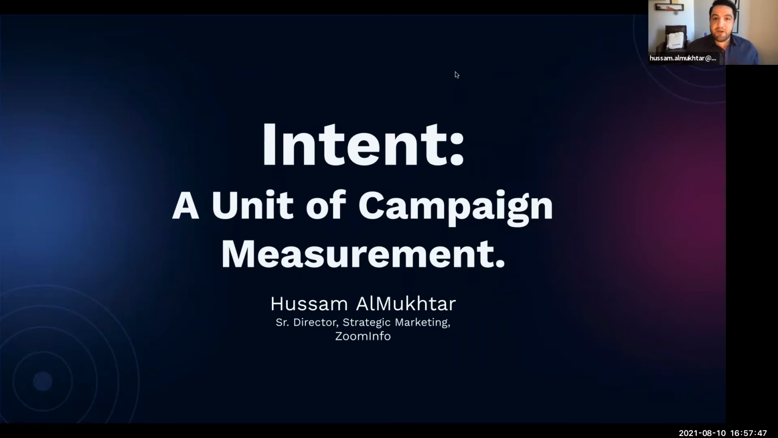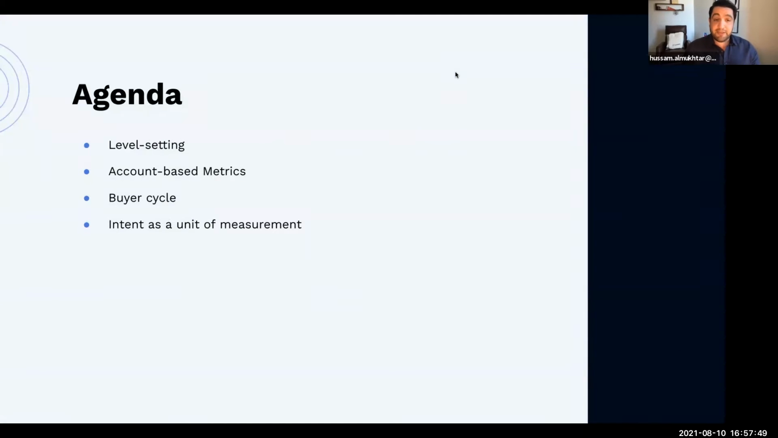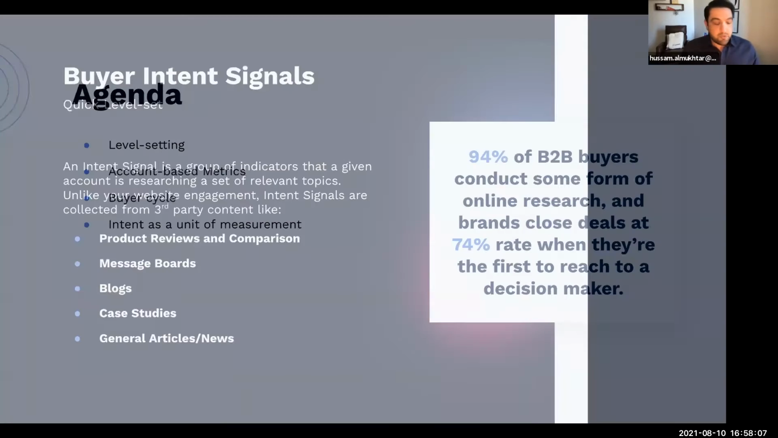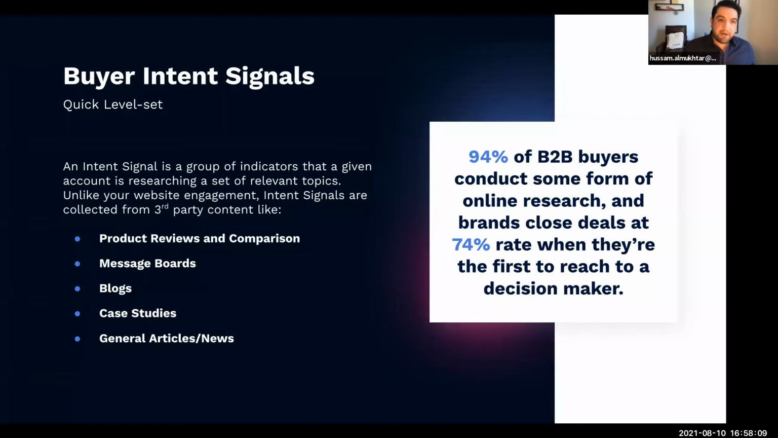And to start, I wanted to talk you through some of the items that we'll cover today: level setting about some of the concepts that we'll touch upon, the metrics that marketing leaders are using from an account-based perspective, the buyer cycle and how we engage with it, and how intent plays as a unit of measurement within this kind of environment. So to level set and start, buyer intent signals.